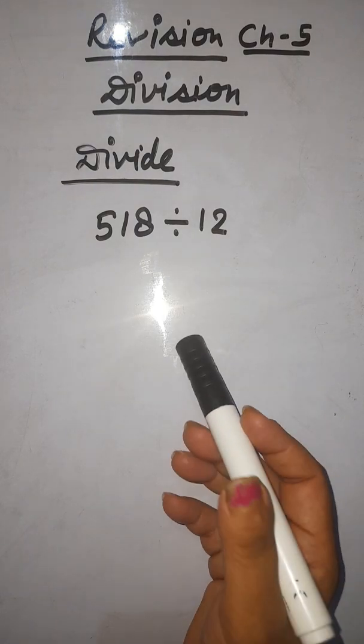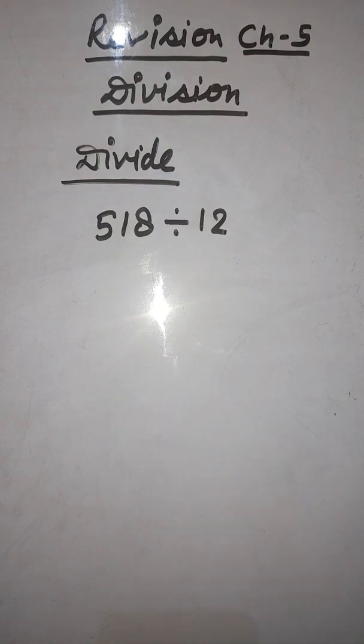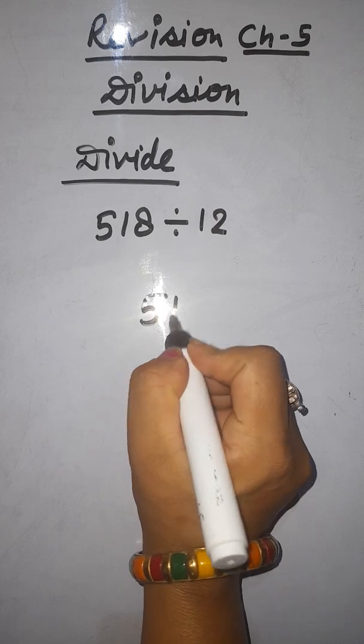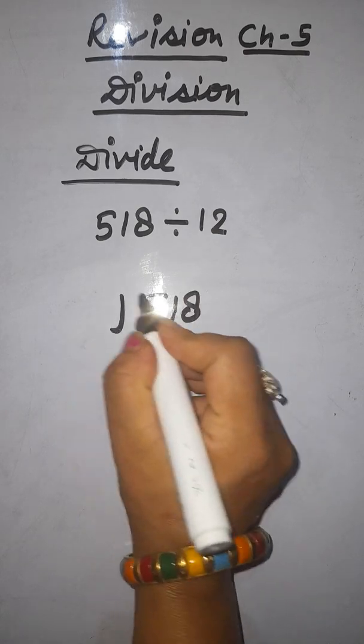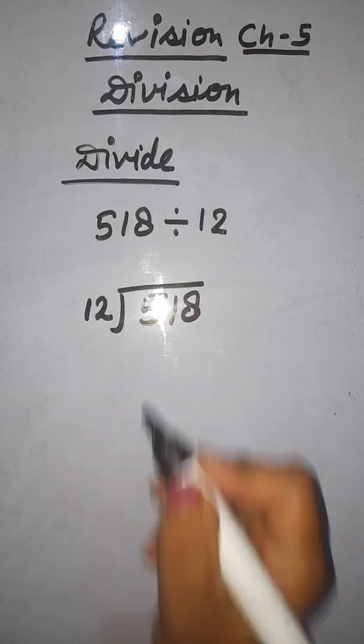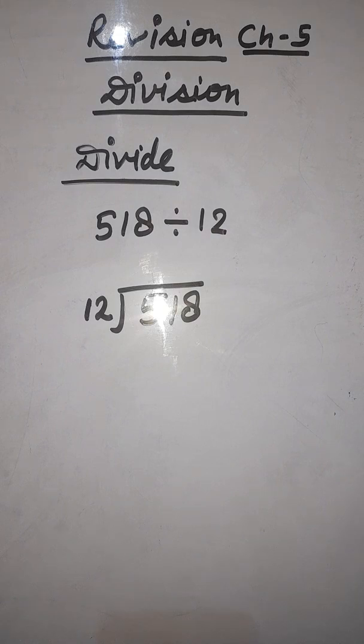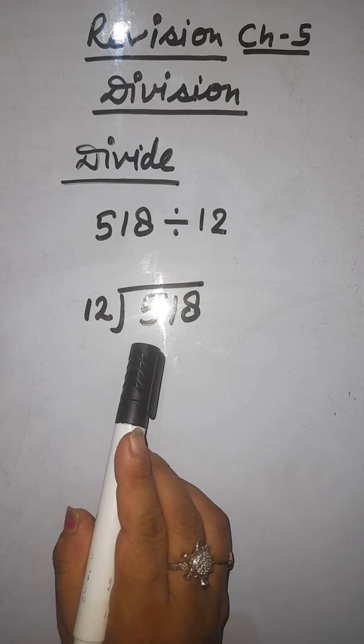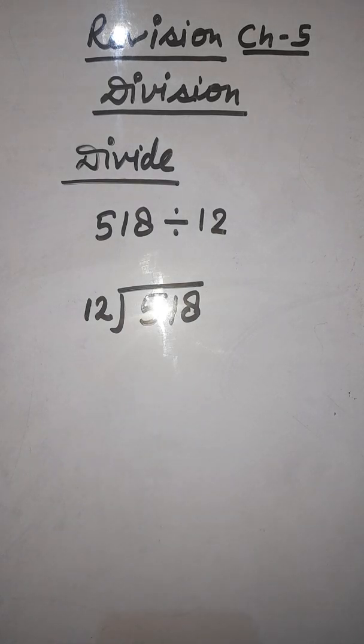So how can I divide it? At first I'll write 518 divided by 12. So stepwise we'll solve it. In first step we'll just compare the number. Okay, so look into the first digit, that is 5.